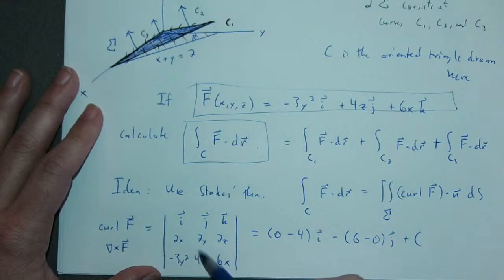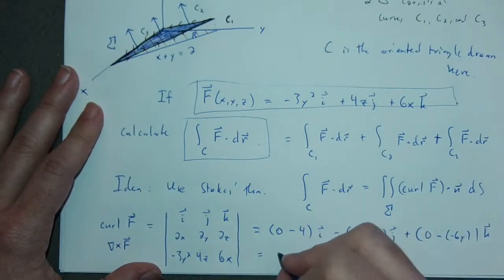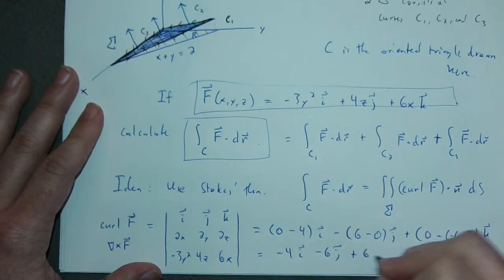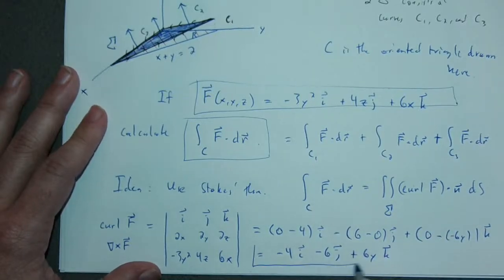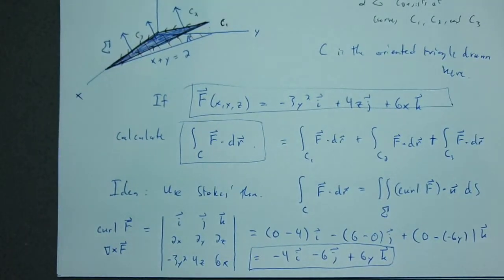Plus, in the k slot, I'm going to have the x partial of 4z, which is 0, minus the y partial of minus 3y squared, which is minus 6y. So minus 6y. Okay. And so simplifying this is minus 4i minus 6j plus 6y k. Okay. Right. Now, this is a particularly nice curl. Typically, the curl will be a vector field involving x, y, and z, right? But in this case, it only depends on y, and only one slot does.